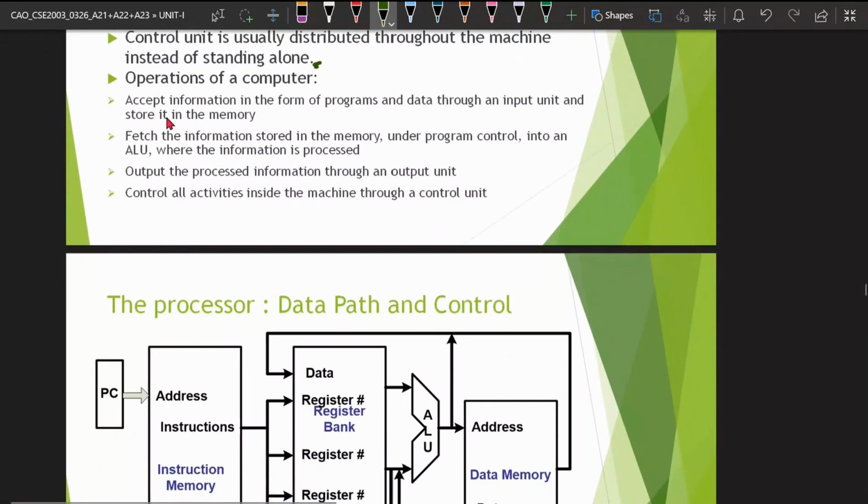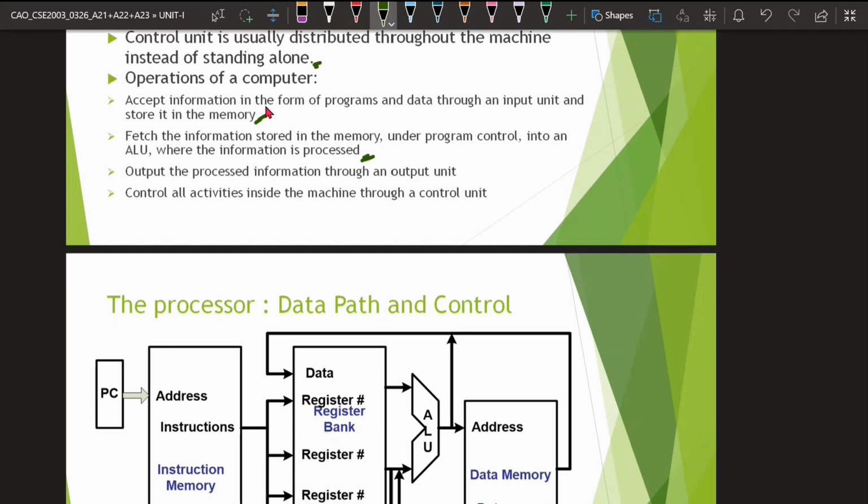Basically, the operations of a computer: it accepts information. You already know what different operations a computer system does. It accepts the information in the form of program and data through an input unit and stores it into the memory. Then it fetches the information stored in the memory under program control into an ALU, where the information is processed.